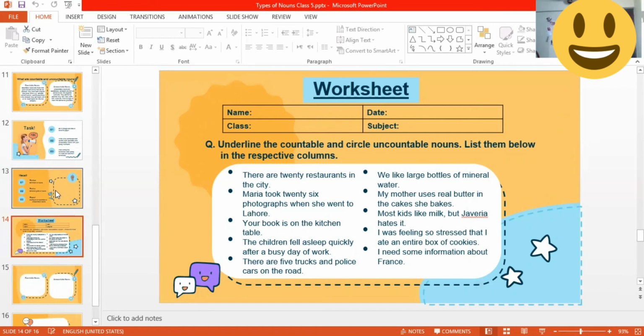My mother uses real butter in the cakes she bakes. Most kids like milk, but Javeria hates it. I was feeling so stressed that I ate an entire box of cookies. I need some information about France. Now remember, you have to keep a good lookout for the nouns and then you have to identify whether they are countable or uncountable.